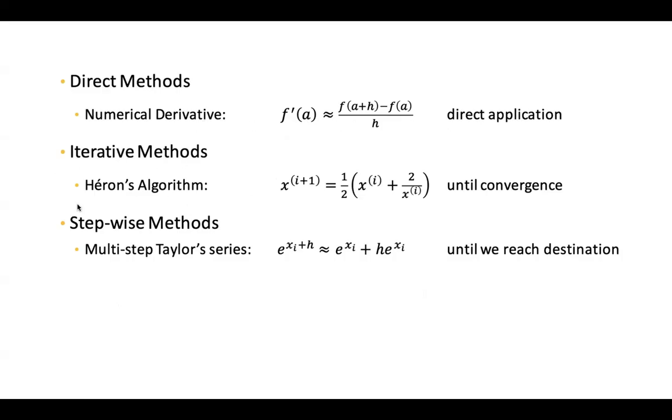Then we saw iterative methods, which is the Heron's algorithm. You start with an initial guess value for x, and you keep updating it until you find that x is hardly changing. Okay, when you find that, you stop your calculation.